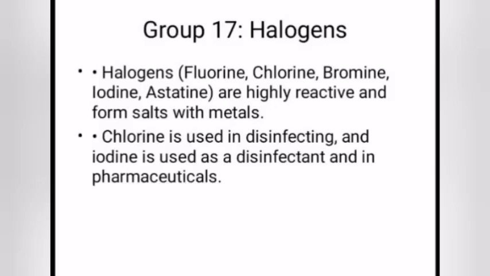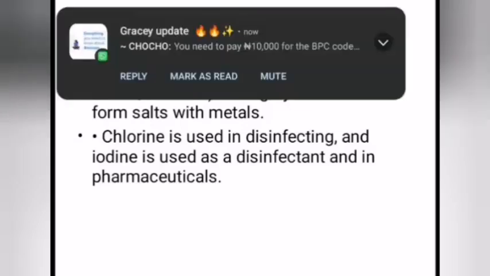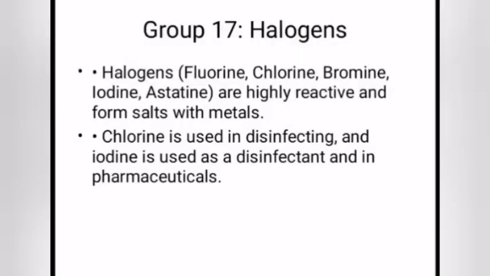So now moving forward into halogens. I think halogens are among the common periodic table elements. They are very, very common. You have fluorine, chlorine, bromine, iodine, and astatine. These are the major elements of group 17. They are highly reactive and they form salts when they react with metals. This is important to take note of when you have halogens reacting with metals, especially group 1 metals. They form salts.